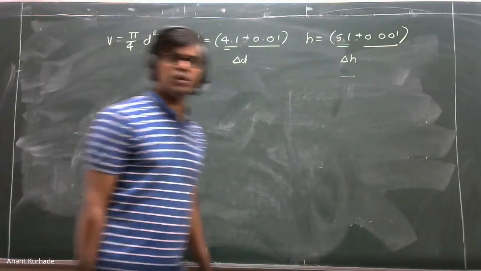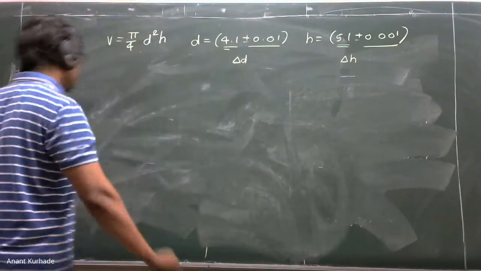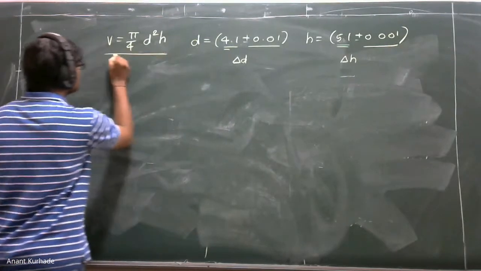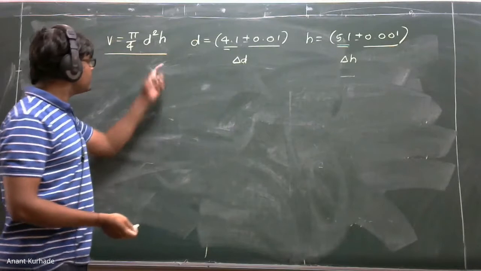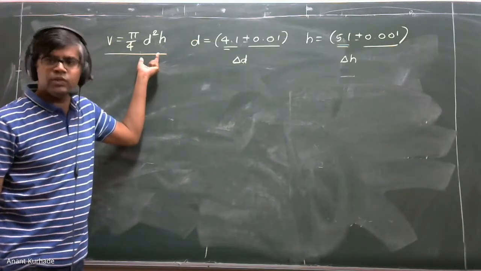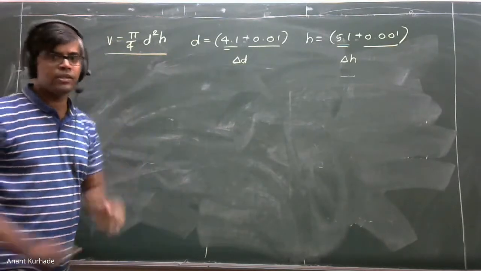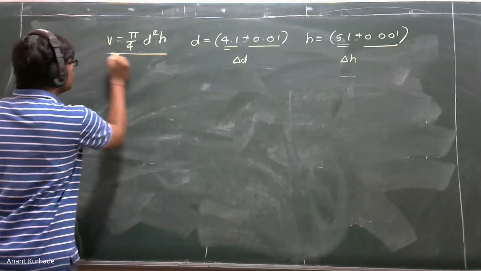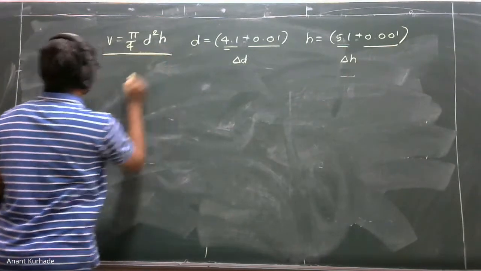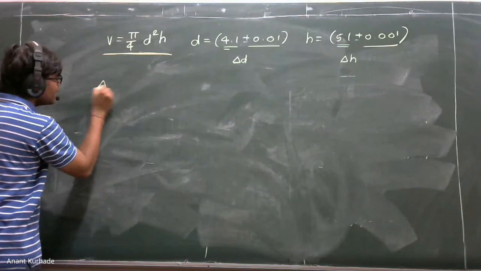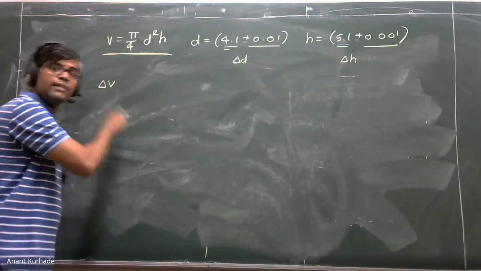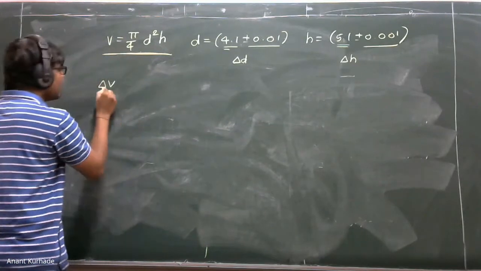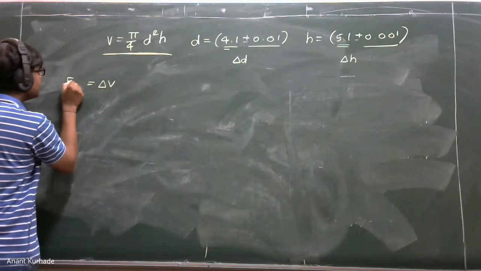Now, how can we solve this? See this volume, so take its partial derivative. First step, we have to identify how many variables. Here we have two variables, so we have to take its partial derivative. So you can write the error in V. This error in V is the absolute error, or you can say it is EA.